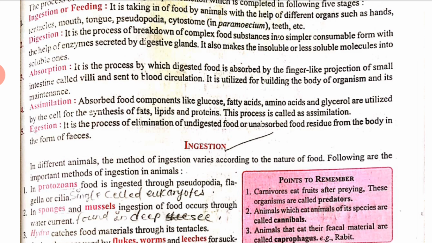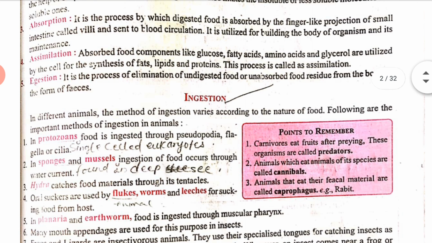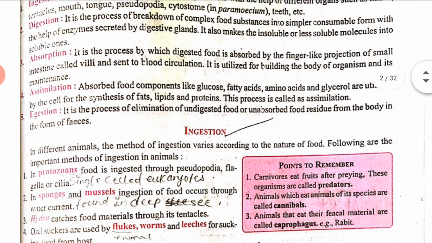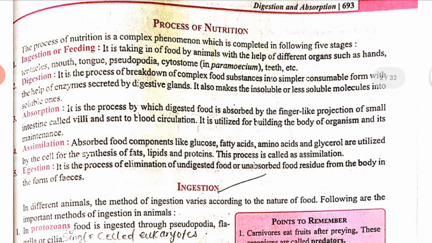Now after absorption, the next step is assimilation. The absorbed food components like glucose, fatty acids, amino acids, glycerides are all utilized by the cells for the synthesis of fats, lipids and proteins. This process is called assimilation. And the last is egestion. Egestion means the removal of waste material from our body. So these 5 steps are known as the process of nutrition.